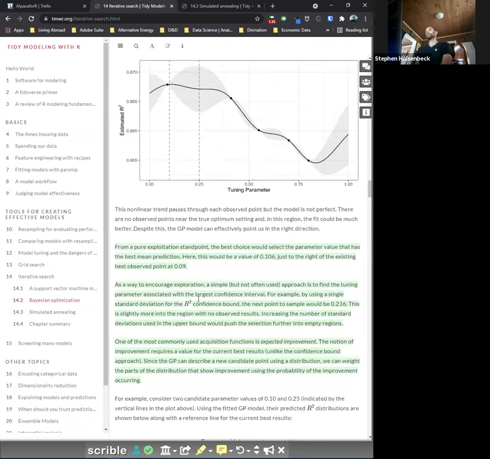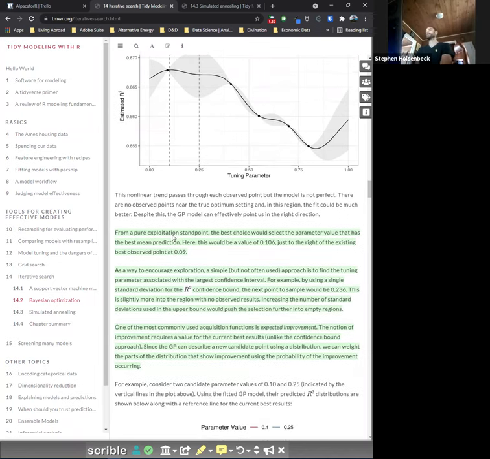So from a pure exploitation standpoint, the best choice would select the parameter value that has the best mean prediction, which would be somewhere right around this currently known one. Here, this would be a value of 0.106 just to the right of the existing best observed point at 0.09.